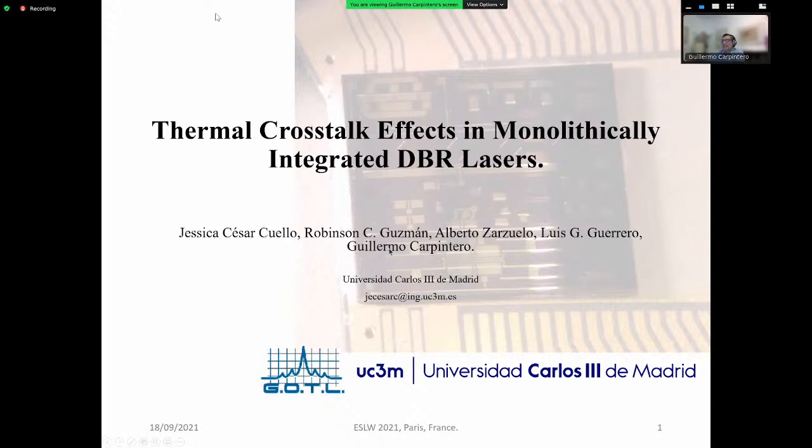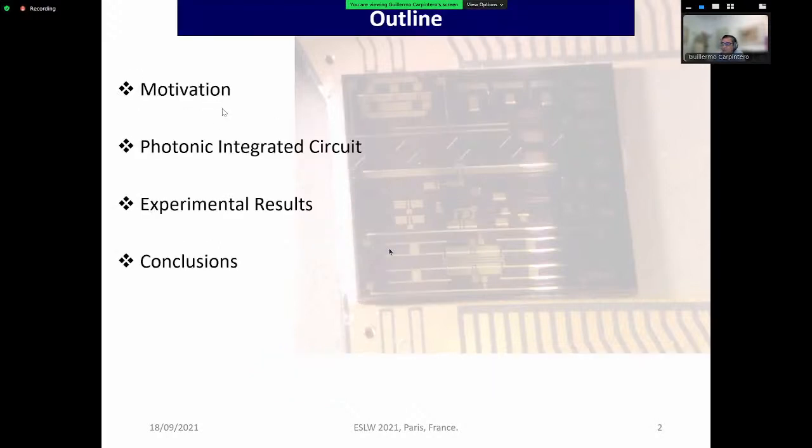Perfect. Thank you very much. And well, thank you very much for the introduction. I'm going to present this work on behalf of my PhD student, Jessica Cesar, who couldn't be here. And I'm going to show you the work that we've been doing on investigating the thermal crosstalk between monolithically integrated components on a chip, in this case, two active components, DBR lasers. Basically, first we will show you why we are doing this work, and follow by introducing the chip that we've designed for this purpose, and show you our experimental results.